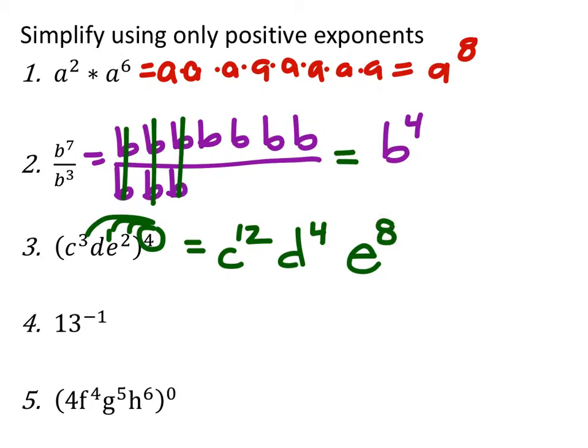On number 4, this is a negative exponent, which means it may be better to see this as a fraction, because the negative exponent tells us we're going to flip the fraction and change the exponent to a positive. And finally, number 5, anything to the power of 0 is 1, and that's it.